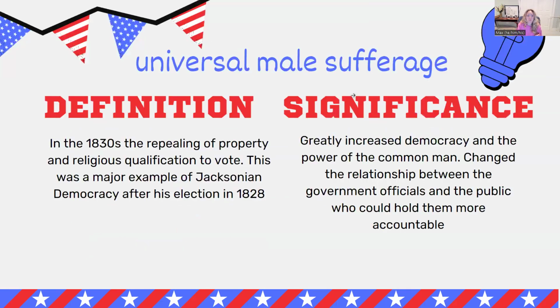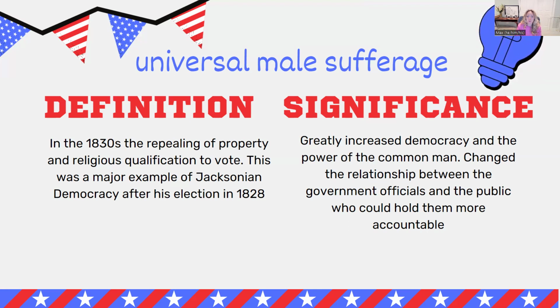Universal male suffrage. In the 1830s, the repealing of property and religious qualifications to vote allowed all white men to vote. This was a major example of Jacksonian democracy after his election in 1828. When he was elected, he ushered in a wave of democracy. There are so many other democratic practices, like party nominating conventions and things like that, that allow more people to have positions in government, to switch out more frequently, and to have more voices being heard. So this greatly increased democracy, especially power to the common man.